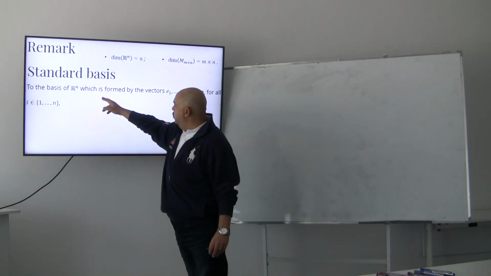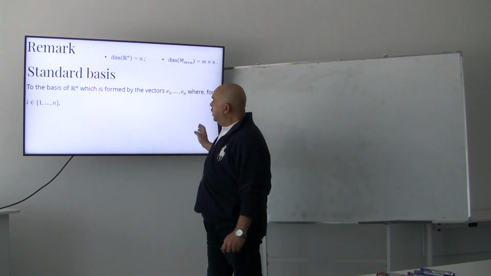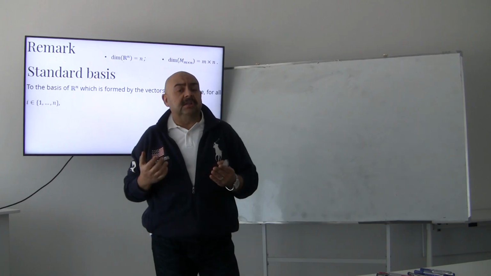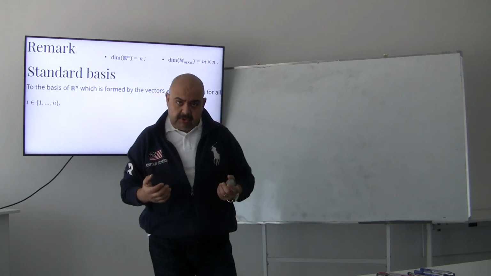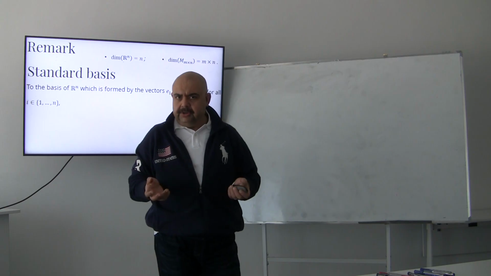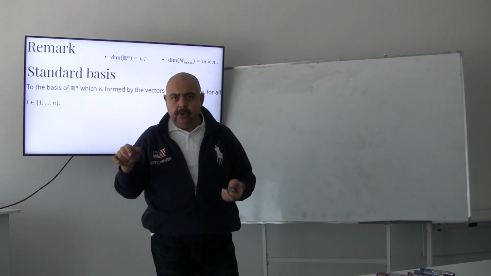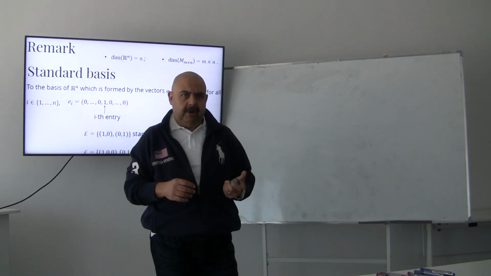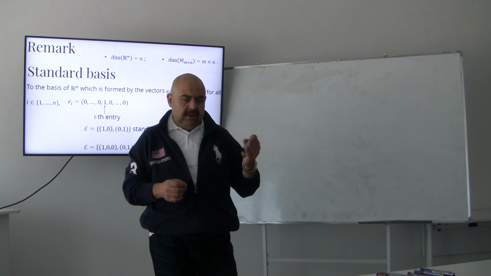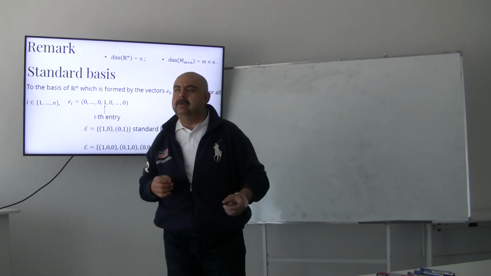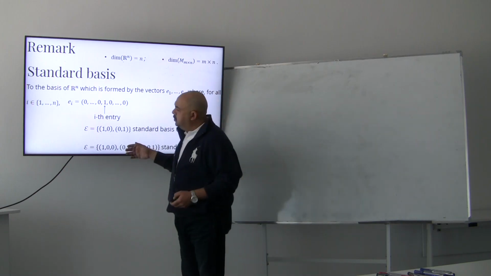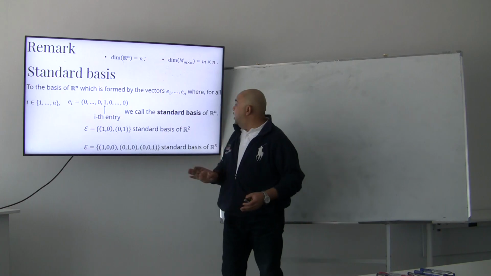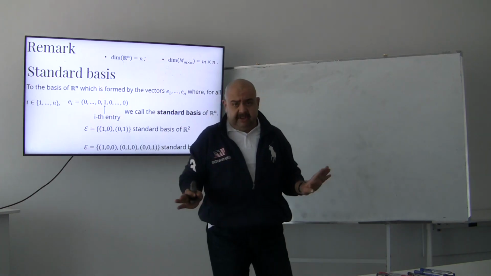The basis of Rn is formed by the vectors e1 to en, which we mean by the standard basis of any vector space, which is really very simple. If we are talking about R2, the standard basis is going to be (1, 0), (0, 1). If we are talking about R3, for example, it's going to be (1, 0, 0), (0, 1, 0), and (0, 0, 1). And this is the generalization of this rule. We can call them the standard basis of any vector space.